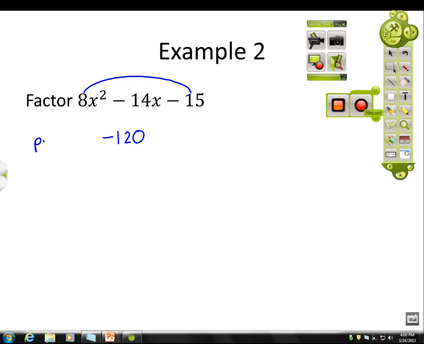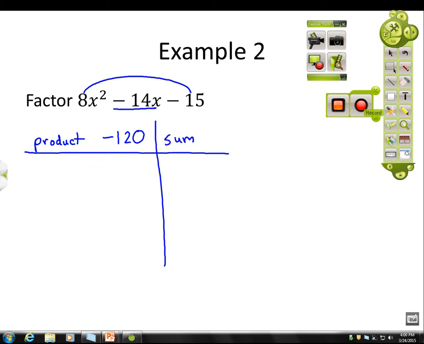So when you're looking for the numbers that will help you factor this, you need to look for numbers that have a product of negative 120, and then you're going to look at your b, and they need to have a sum of negative 14. So then you test some different factors of negative 120. You could test 10 and negative 12, but that gives you negative 2 when you add them together, so that one doesn't work.